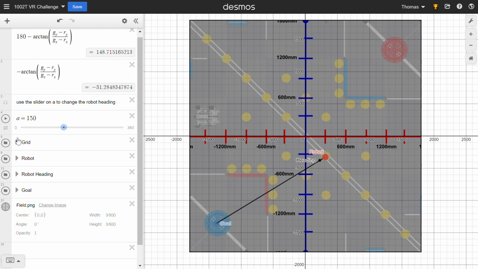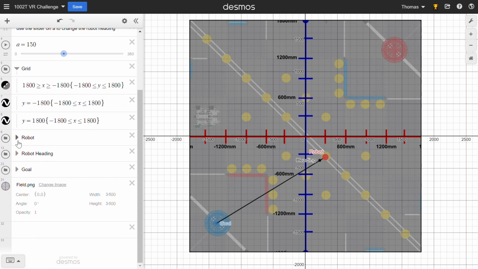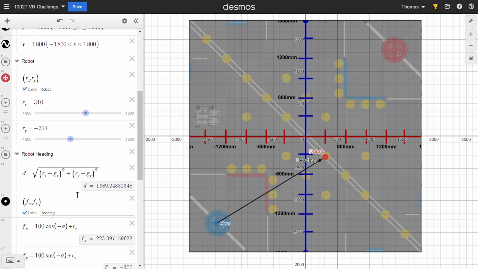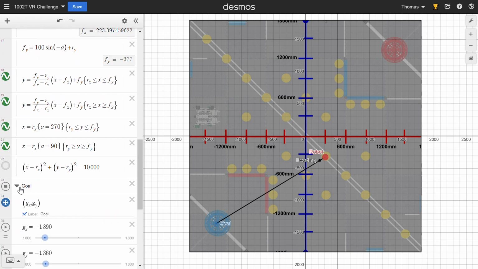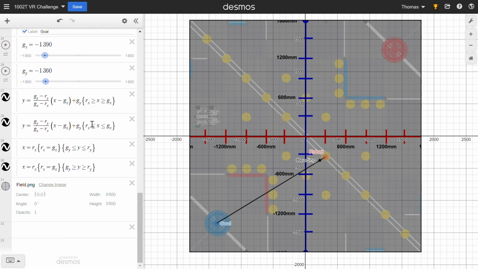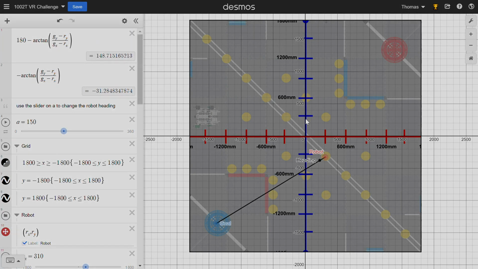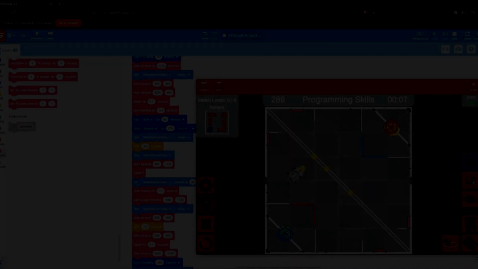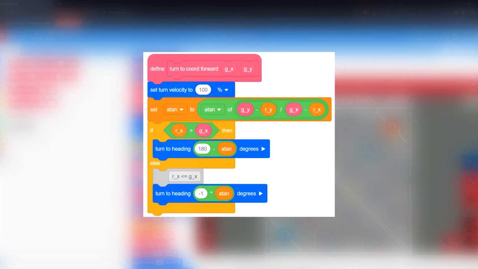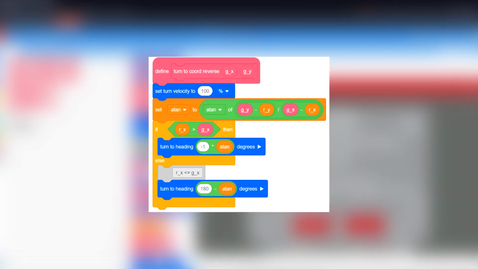After playing with the positions of the robot and the goal, I noticed that the inverse tangent, arctangent, was the negative of the robot's heading if the robot was to the left of the goal. When the robot was to the right of the goal, it was facing the opposite way. Adding 180 degrees onto that would make it face the correct way. I implemented my findings into code and it worked great. I then created another function named turn to coord reverse, which had the headings swapped around, so now the end of the intake acted as the front.